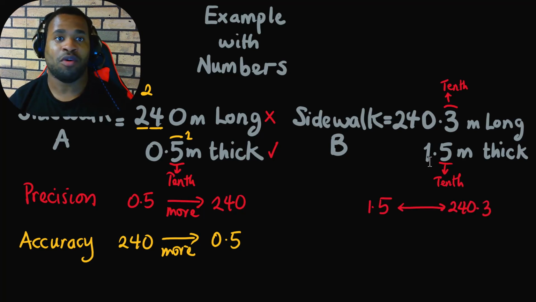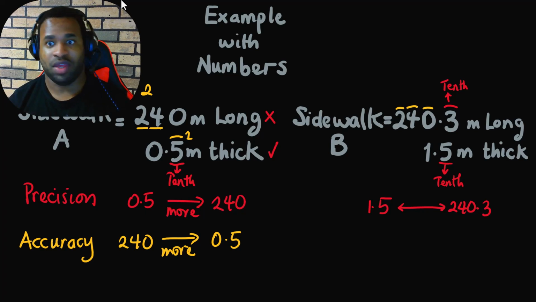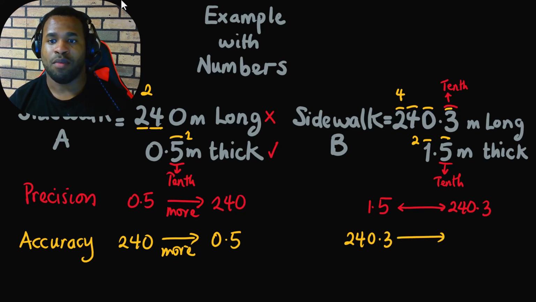However, when we are moving into the accuracy part, the accuracy shows us a different story here, where in here for the length measurement, we have our 240.3. In this case, we have 4 significant digits. However, for the thickness, we just have how many here? Just 2. Therefore, our 240.3 has more accuracy compared to that of our value 1.5.